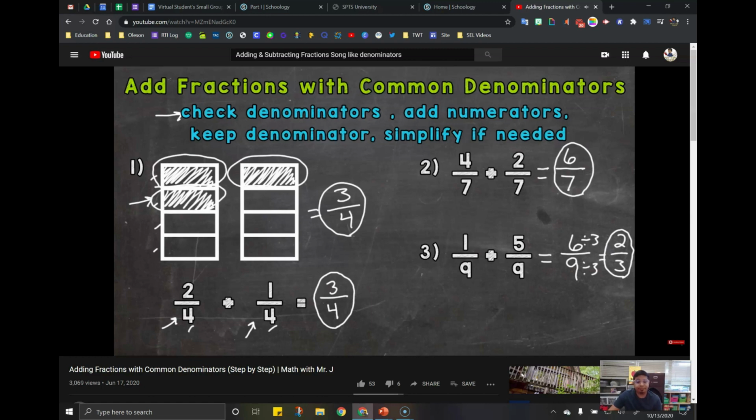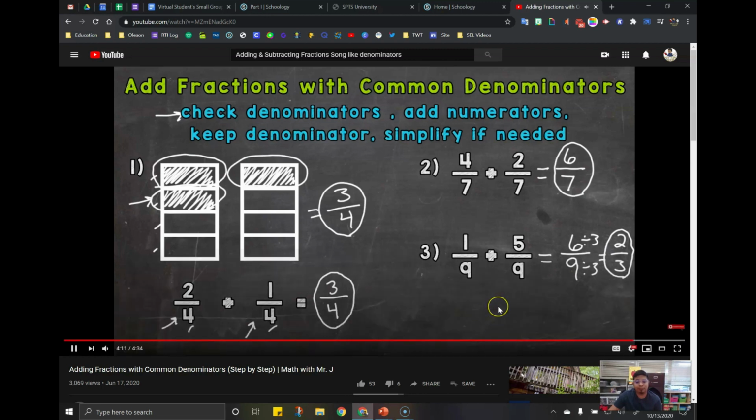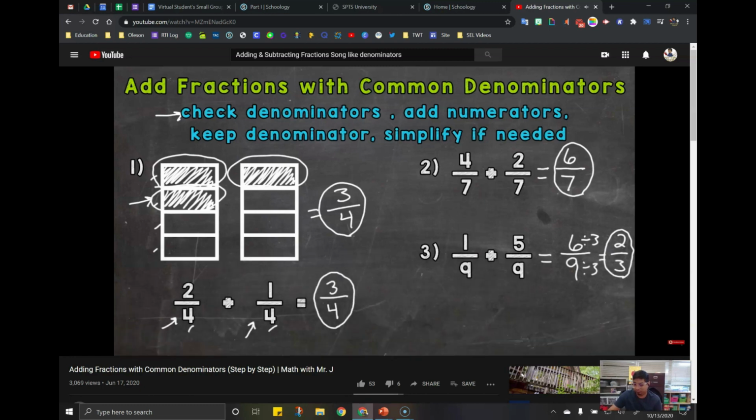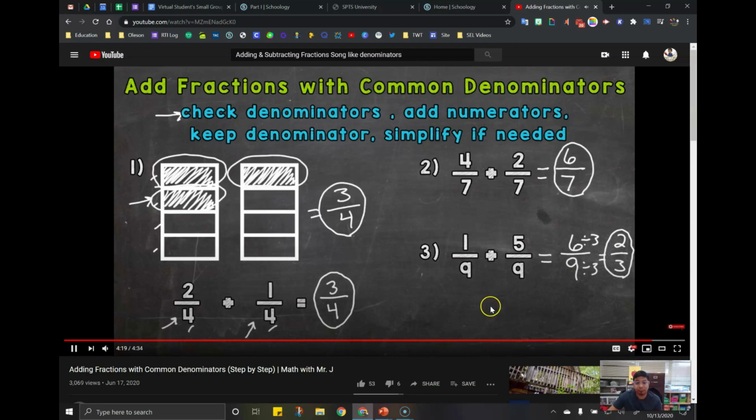So there you have it. There's how you add fractions with common denominators. Check your denominators first. Always do that. It's a good habit. If you have a common denominator, you can add your numerators, keep your denominator the same, and then simplify if needed.